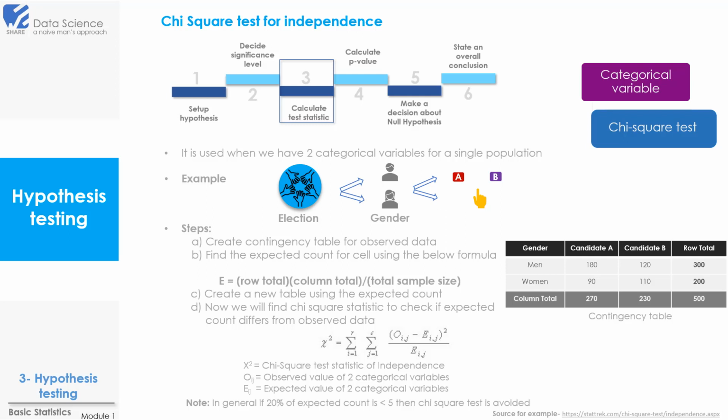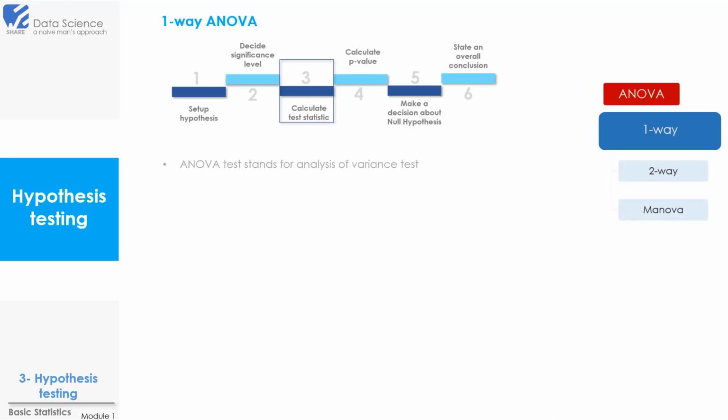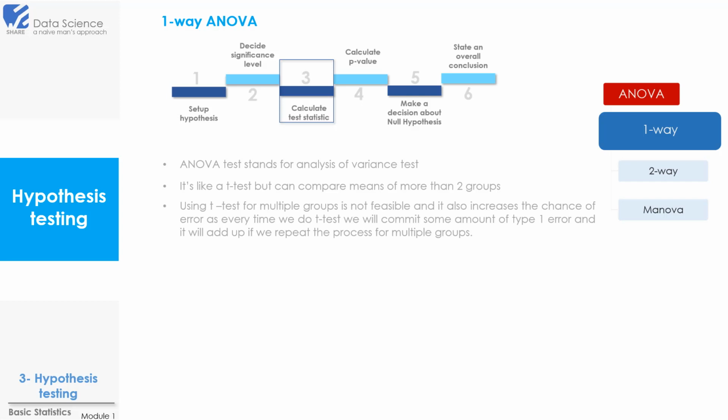Now let's move on to the last category, that is Anova testing. So Anova stands for analysis of variance test. Just like the t-test that we saw earlier, the Anova test can also compare means. But the advantage with the Anova test is that it can compare means of more than two groups. Now we could also use the t-test for multiple groups, but that is not a feasible choice. And it also increases the chance of error, as every time we do a t-test, we will commit some amount of type 1 error. And it will add up if we repeat that process for multiple groups. So that is the reason it is preferred to use the Anova test.